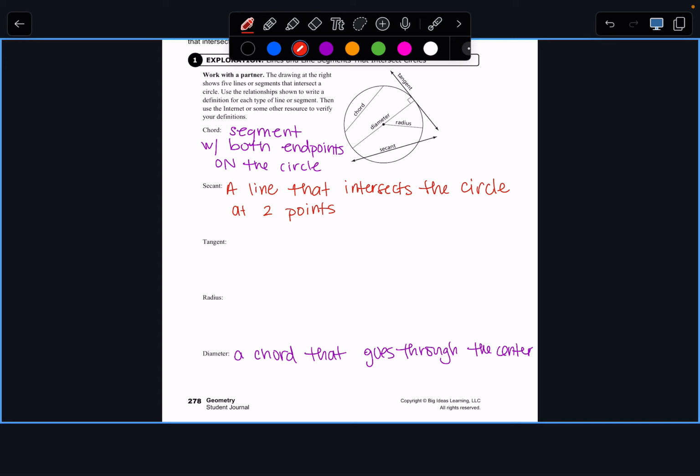So a chord is a segment whose endpoints are on the circle. Okay.